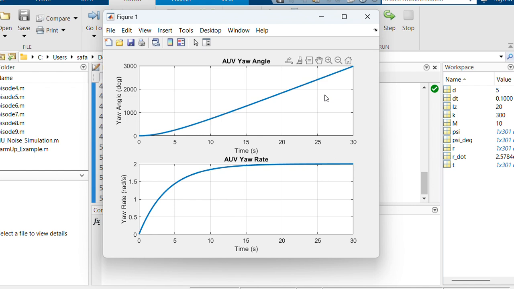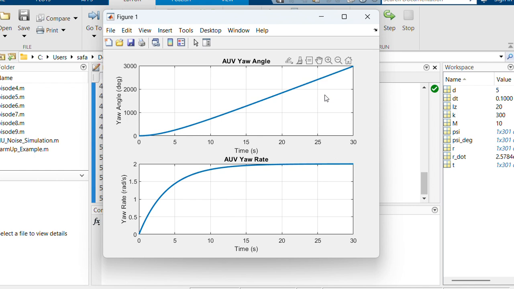Today we built our first rotational model of an autonomous underwater vehicle. Starting from a simple yaw dynamics equation, we simulated both yaw rate and yaw angle using MATLAB. Understanding rotational motion is essential because nearly all navigation and heading control systems rely on these concepts.